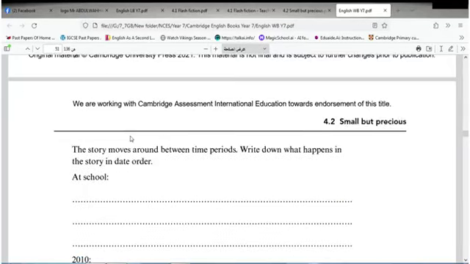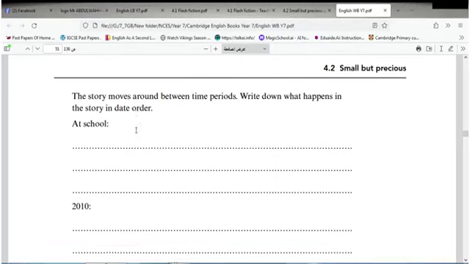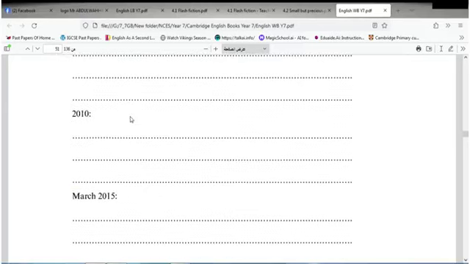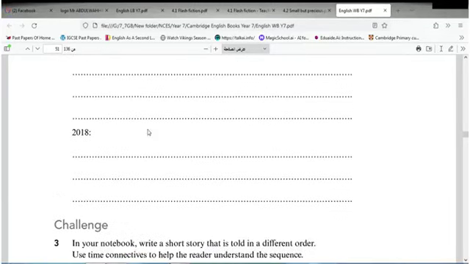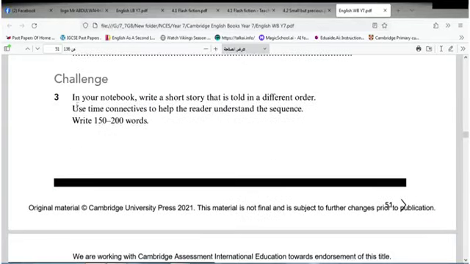And then we have the story that moves in periods of time. They ask us to write the dates in the correct order in order to understand the shift in time. And the last thing is, in your own words and in your notebook, write a short story that is told in a different order. Use the time connectives to help you, and remember to put imagery and symbolism in your flash fiction story.